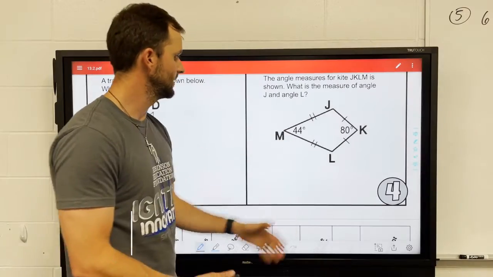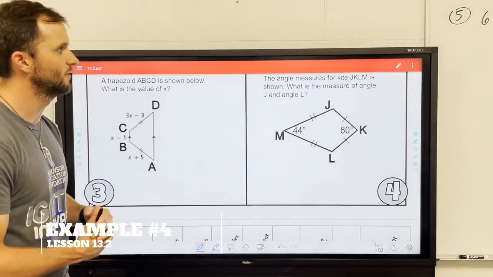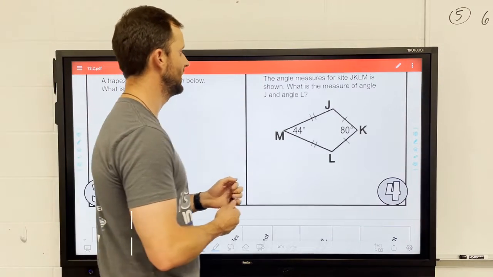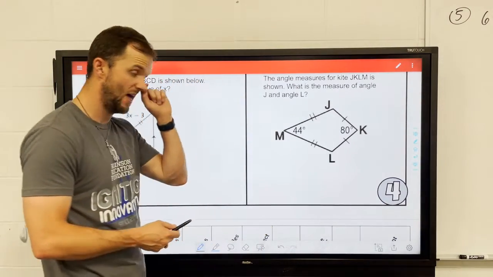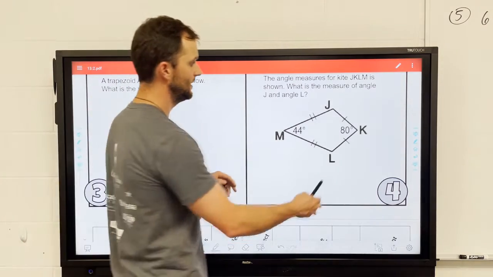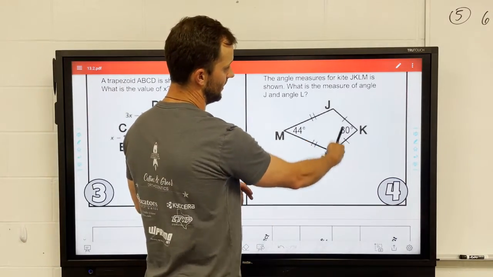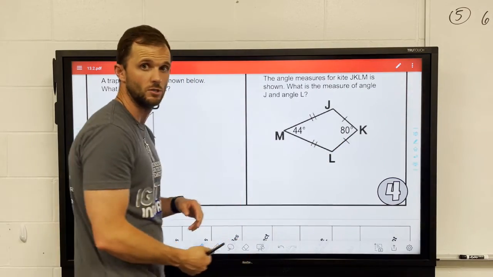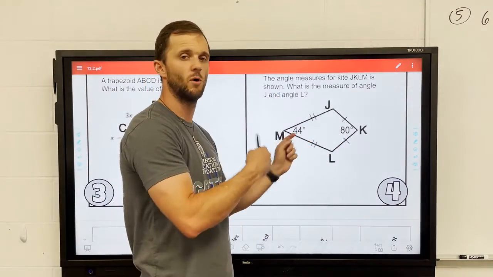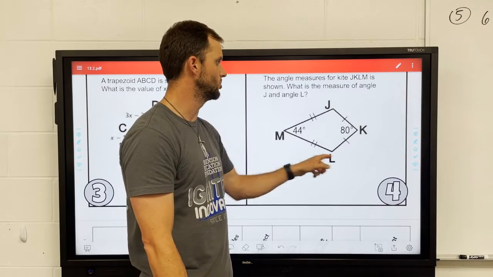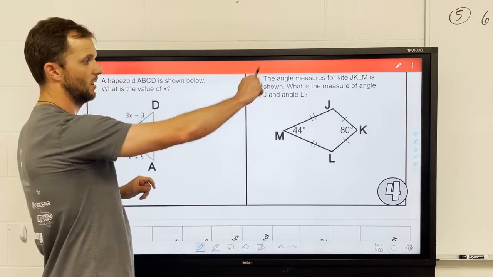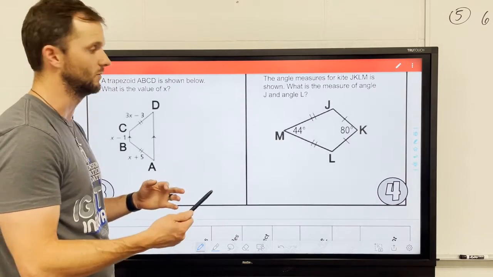All right, lastly, on example number 4, it says the angle measure for kite JKLM is shown below. What is the measure of angle J and angle L in this instance? For a kite, the opposite angles are going to be congruent to each other. In the 3.1 lesson, we learned that a quadrilateral's angles add up to 360 degrees. So all of these angles are going to add up to 360.